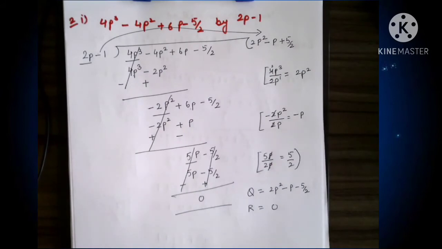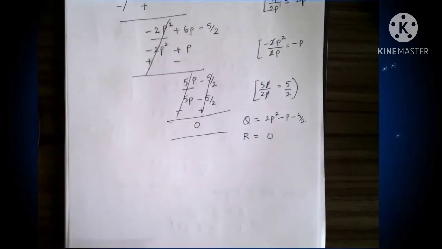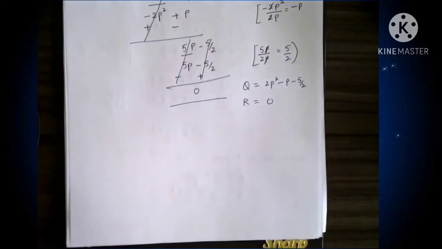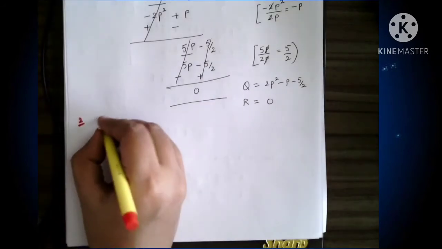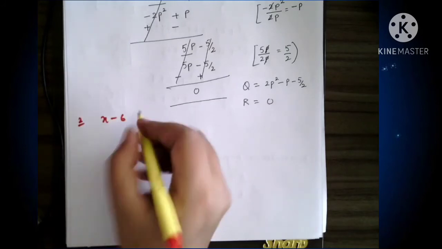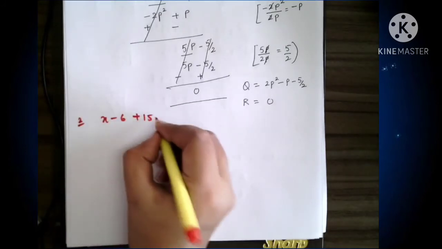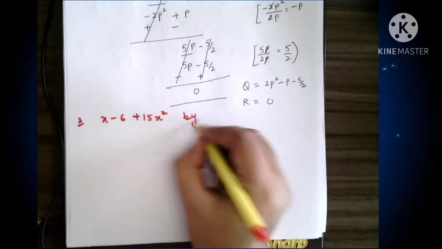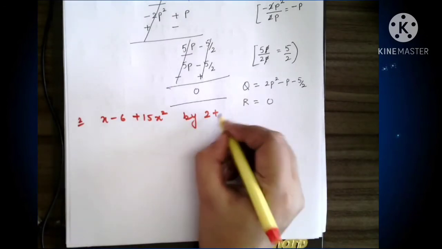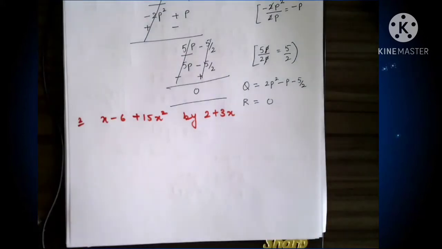Fine. Move to question number 2. Question number 2, everyone. Now question number 2 is x minus 6 plus 15x square divided by 2 plus 3x. Can any one of you tell me the first step of this long division?